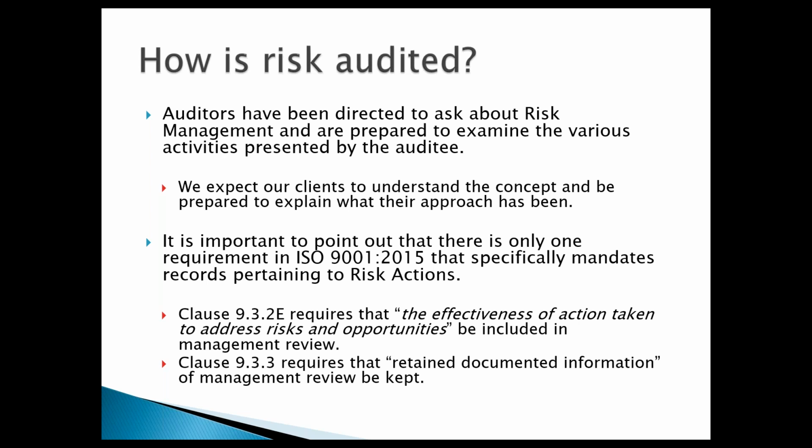Now, it's important to point out that there's really only one requirement as far as documentation of risk actions, and it's found in section 9.3 under management review. Management review inputs include 9.3.2e, effectiveness of actions taken to address risks and opportunities. This needs to be discussed within the management review process. Now, obviously, management review is required to be on the record. So this is the one area we can point to and say, okay, show me the evidence that you discussed risk actions within your management review process.